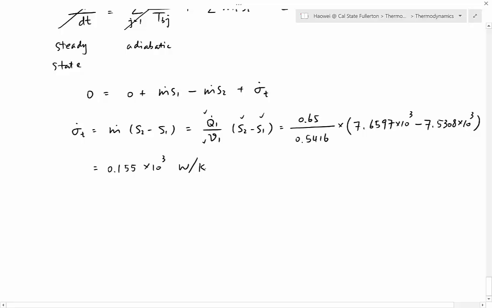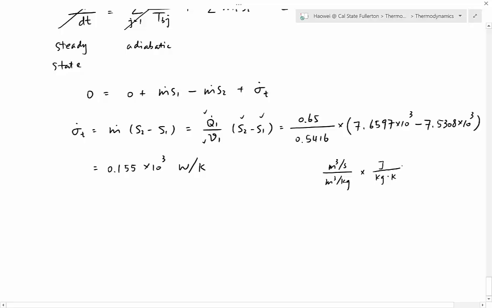Okay, watt per Kelvin. If you don't know the unit, you can also just calculate the unit. So for example, what is the unit for Q dot? That's volume flow rate. That's cubic meter per second, divided by nu, the specific volume, which is cubic meter per kilogram, multiplied by entropy, which after our conversion is joule per kilogram per Kelvin.